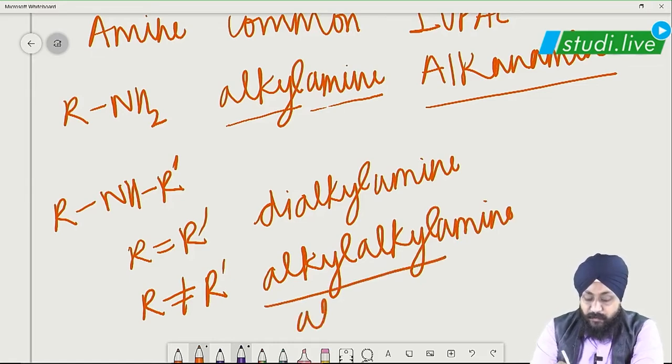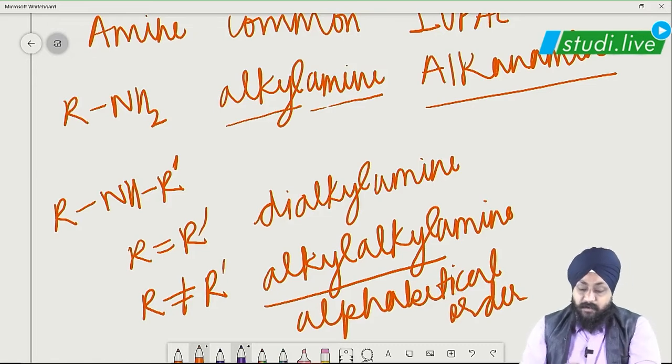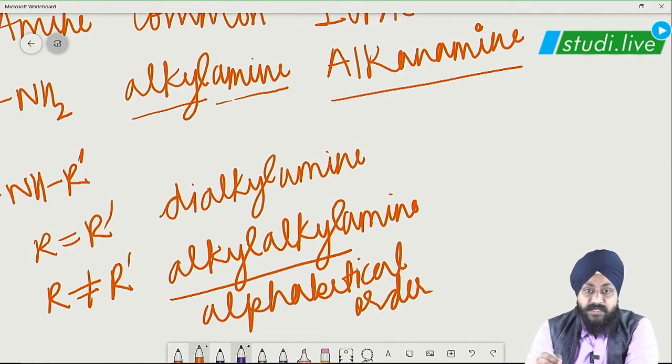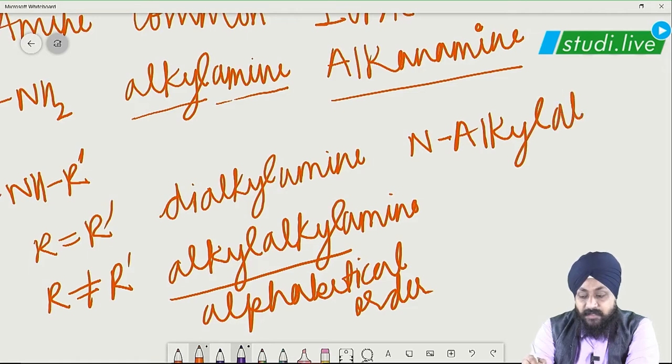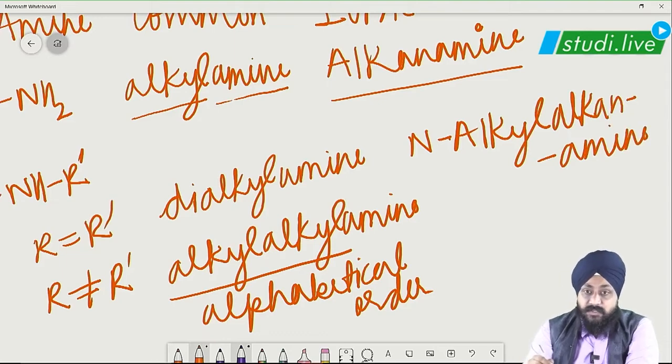Both these alkyl groups have to be in which order? They have to be in alphabetical order. But if I just want to talk about their IUPAC name, here it is going to be N-alkyl alkane amine. Here you are going to write it as N-alkyl alkane amine. Students, it goes in this way.